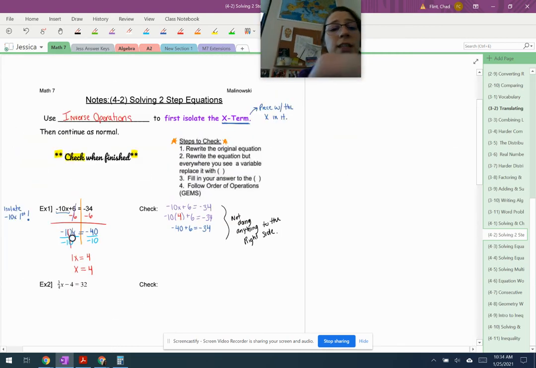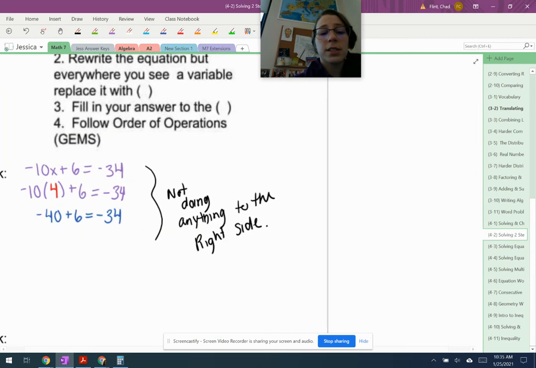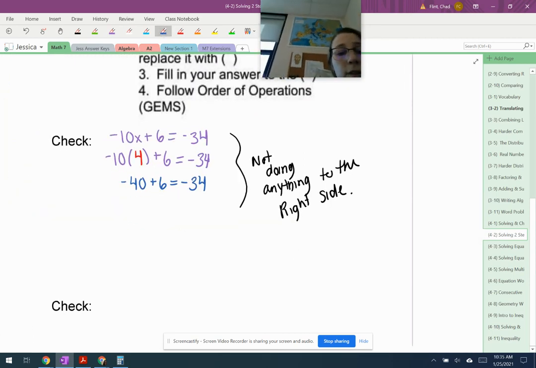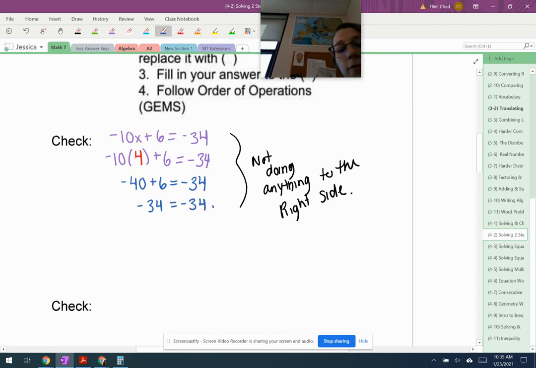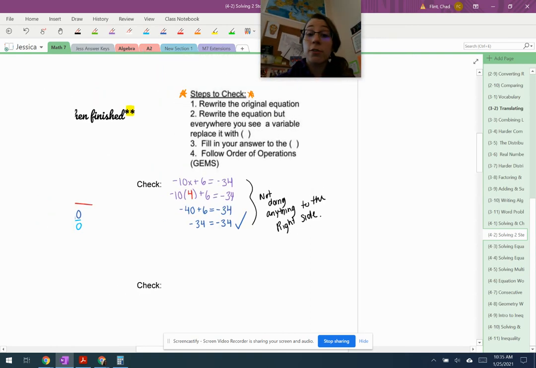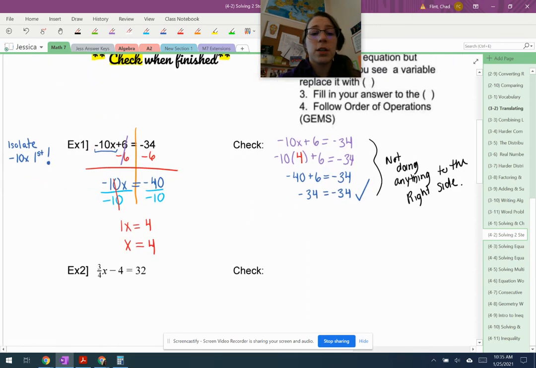And then finally, negative 40 plus 6 leaves me with a negative 34, which is equal to negative 34, which tells me that my answer of positive 4 checks out. Boom.